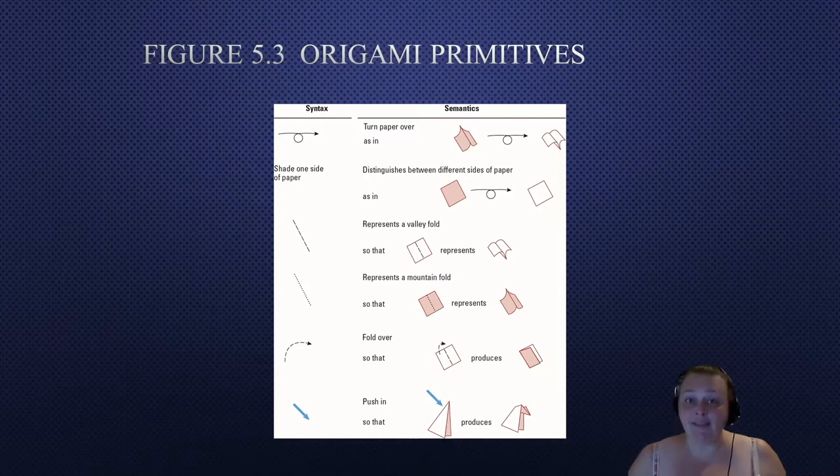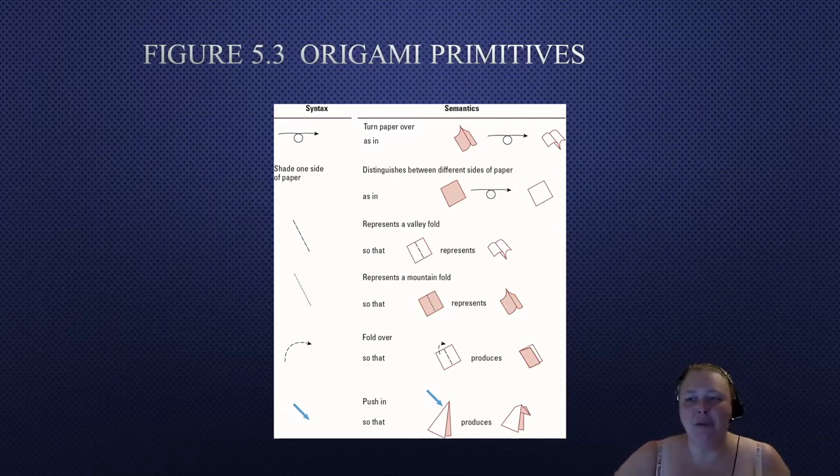Now, the semantics is how you would actually explain that to someone using words. So you're going to use the spoken word. Your syntax might be that loop-de-loop with an arrow, and the semantics tells you to turn your paper over. So it's like a shorthand way of telling you to turn your paper over.